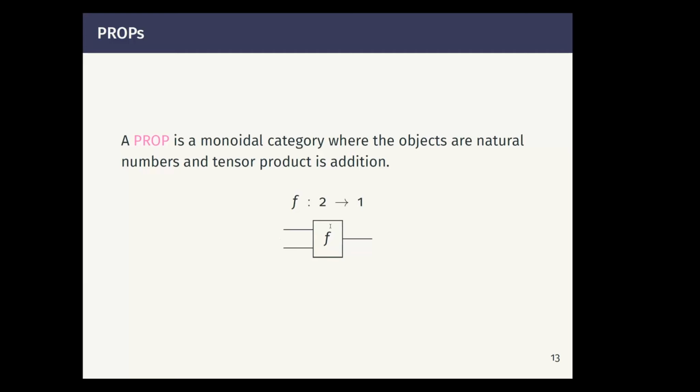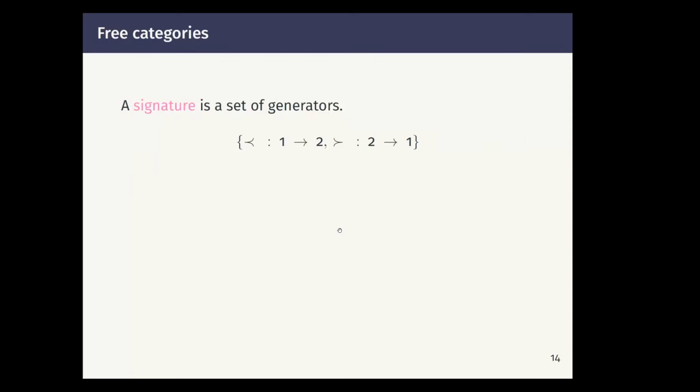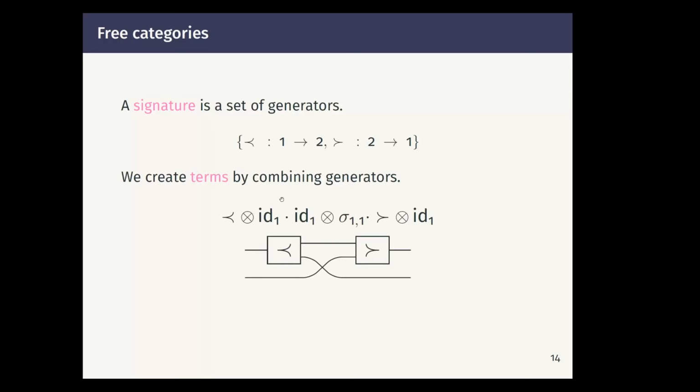And finally, what we want to do is wrap all this stuff up together to make lots and lots of big diagrams. So we have what's known as a free category, and we have a signature containing some generators, and then we can stick things together to create terms. All it is is applying composition, tensor, and putting in some identities and symmetries, and we can make our big diagrams. So does anyone have any questions about these three categories up to now?